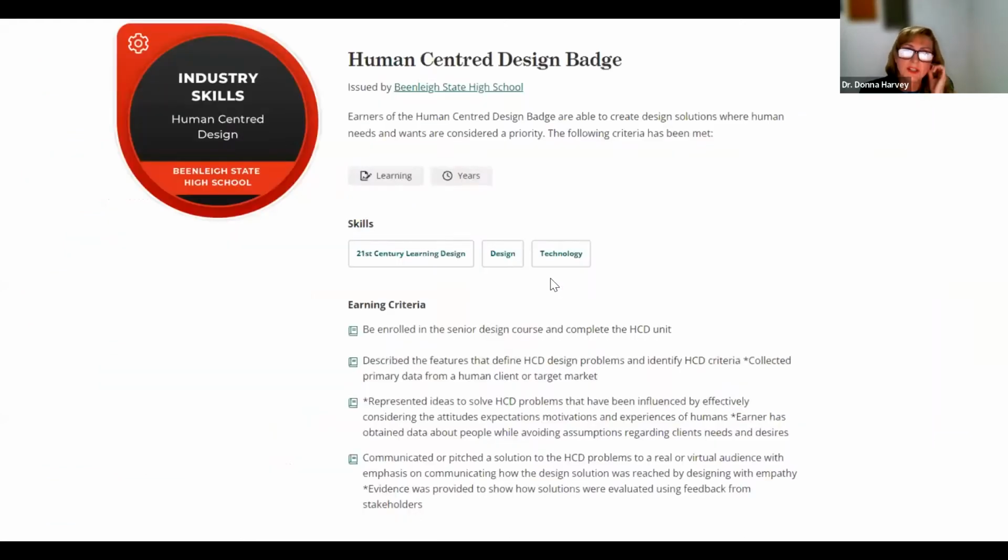I just wanted to give you an example. As you go into our badges, this is what Credential does for us. This one is in industry skills, in human-centered design for us at Beenleigh State High School. The earners of this badge are able to create design solutions where human needs and wants are considered a priority, and the following criteria has been met. I won't read that all through to you, but you can see how it starts to give employers the opportunity to see exactly what skills our students have achieved and at what level they've achieved those skills.